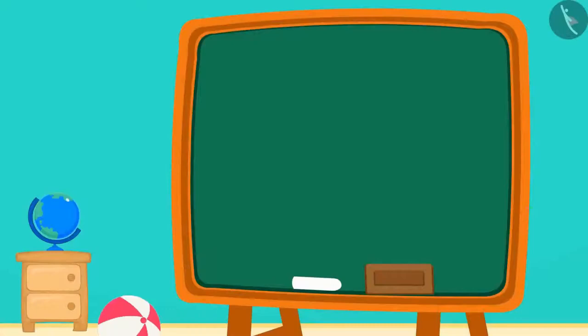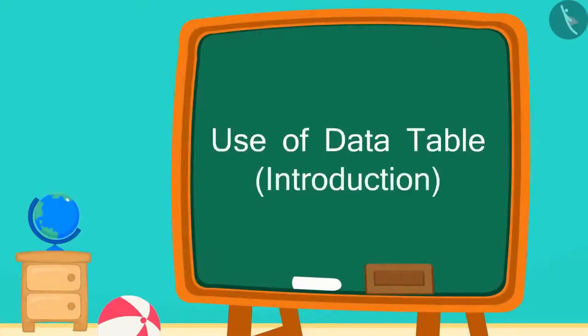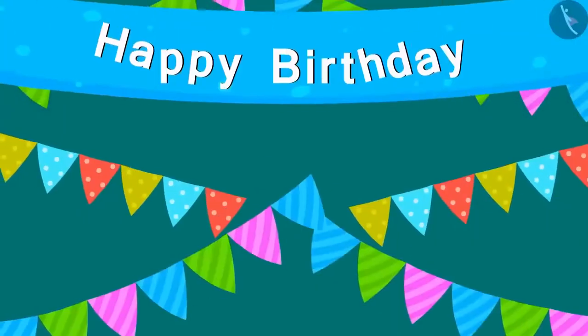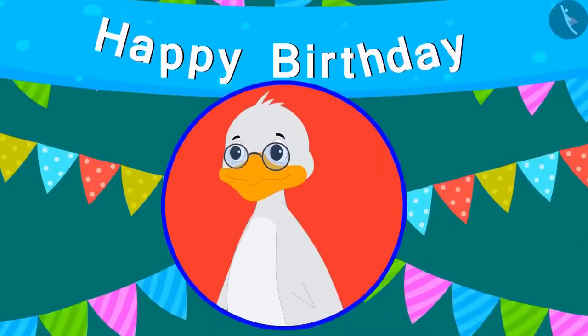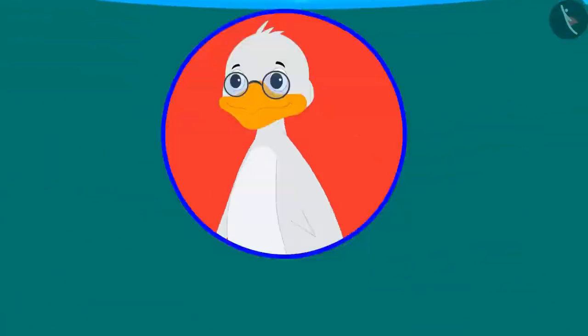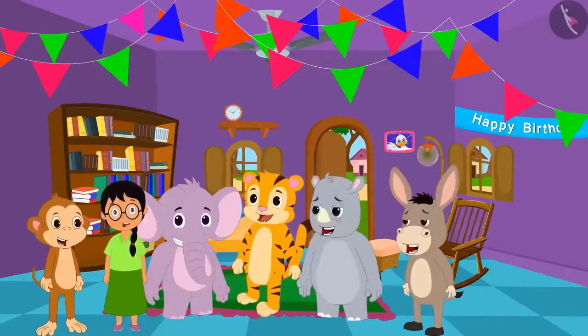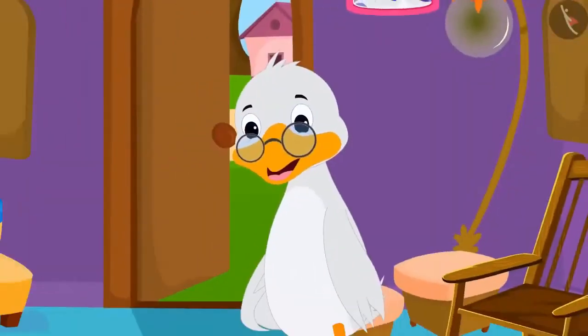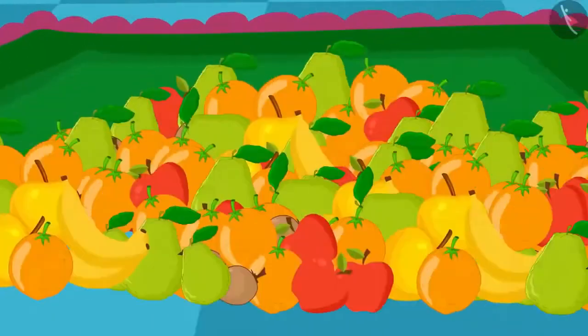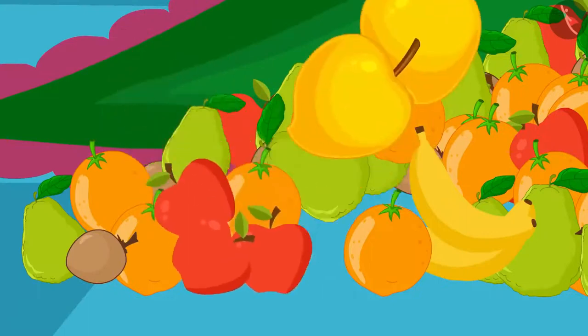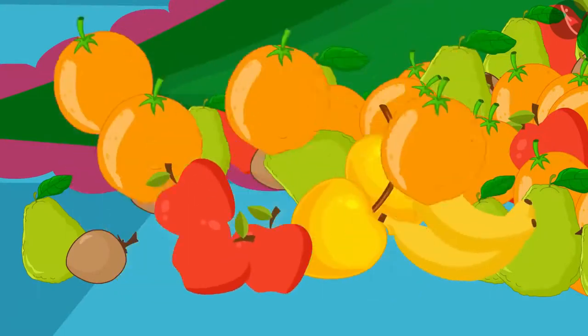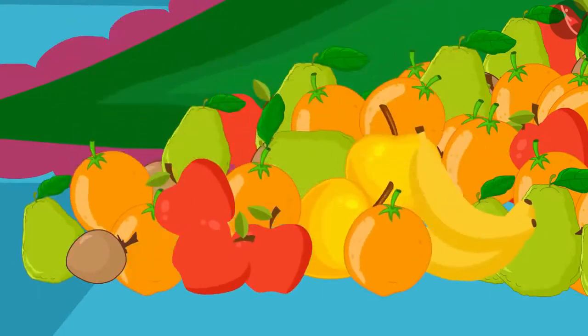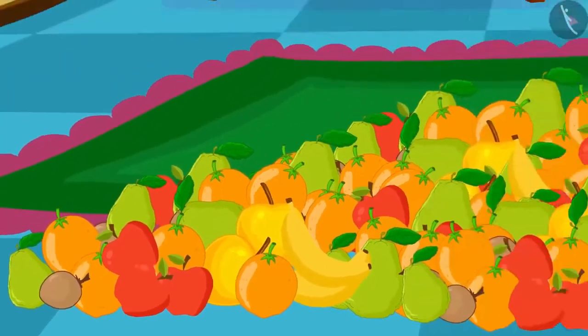Children, today we will learn about the use of data table. Today is Badbole uncle's birthday. All friends are going to come to the birthday party. Uncle has bought a lot of fruits for the party. Apples, mangoes, bananas, oranges, guava, chiku, so many fruits.